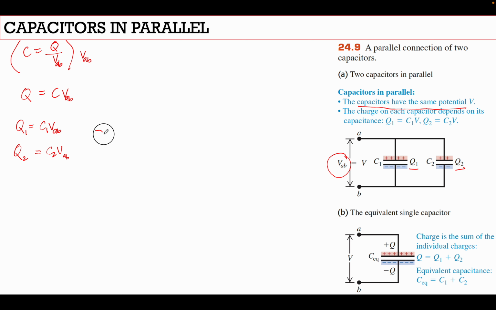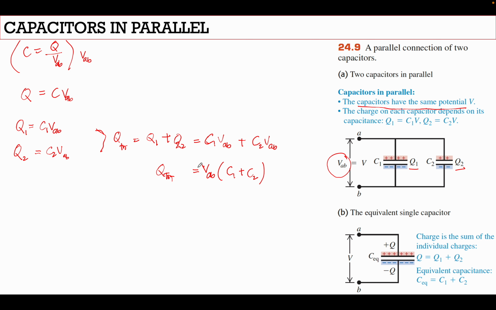So now if we get the sum of these two charges, let's say we have Q total, it's equal to Q1 plus Q2. So Q1 again is C1 times VAB plus Q2 is C2 times VAB. Now take note that we have a common variable, which is the potential difference, VAB. So we will factor this out. So VAB times C1 plus C2. So this is now our Q total.